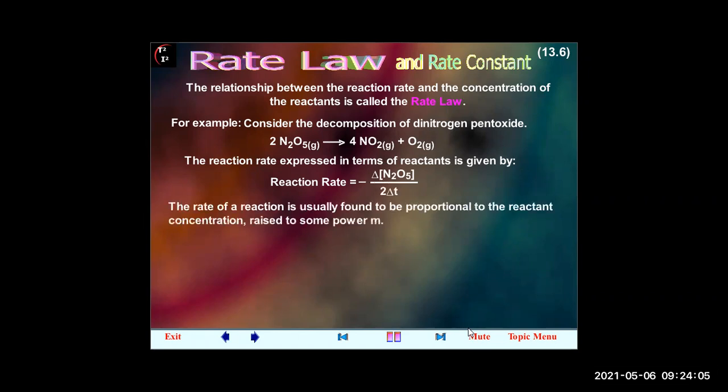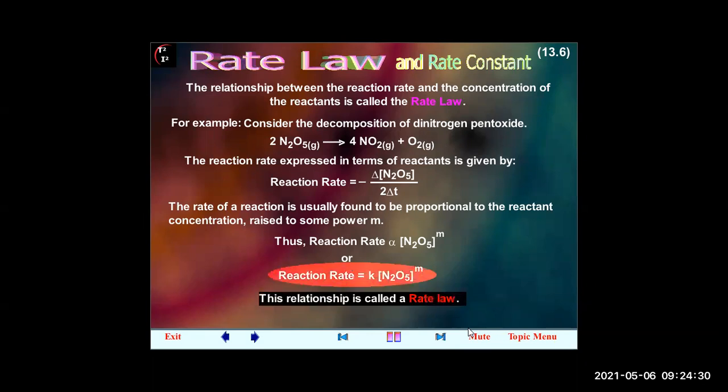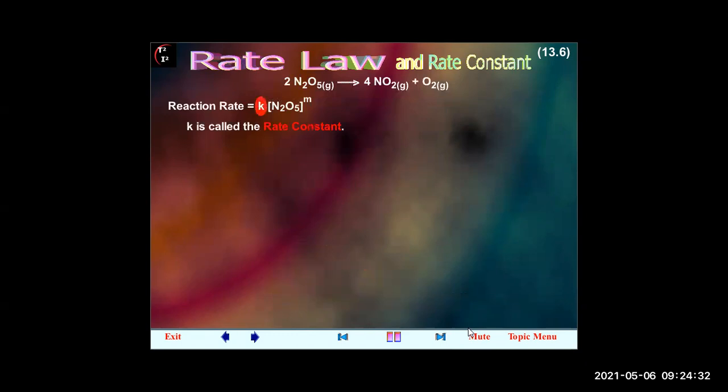The rate of reaction is usually found to be proportional to the reactant concentration raised to some power m. Thus, reaction rate is proportional to concentration of N2O5 raised to the power of m, or reaction rate equals K times the concentration of N2O5 raised to the power of m. This relationship is called a rate law. K is called the rate constant. M is called the order of the chemical reaction with respect to the reactant N2O5.